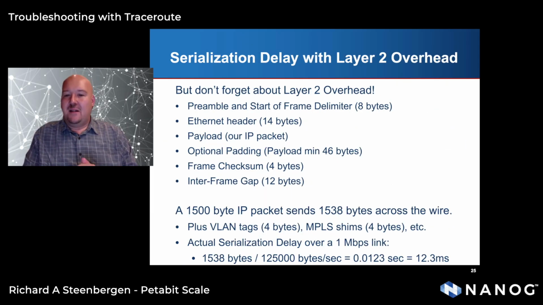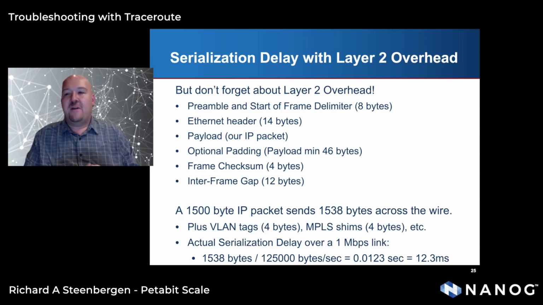Don't forget about layer 2 overhead in this. When I said a 1500 byte packet, that's what we think of at an IP layer. But here's what happens when you actually go to transmit it over the wire. The preamble and the start of frame delimiter consume 8 bytes of wire space. You have to put an Ethernet header on it, that's 14 bytes. Then you have to put our payload, and if for whatever reason our IP packet was smaller than 46 bytes, Ethernet requires you to pad it to 46 bytes.